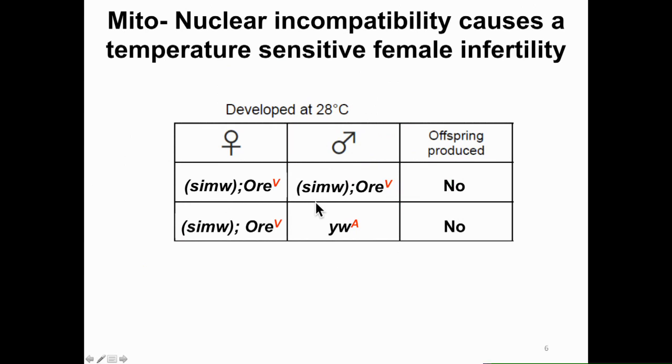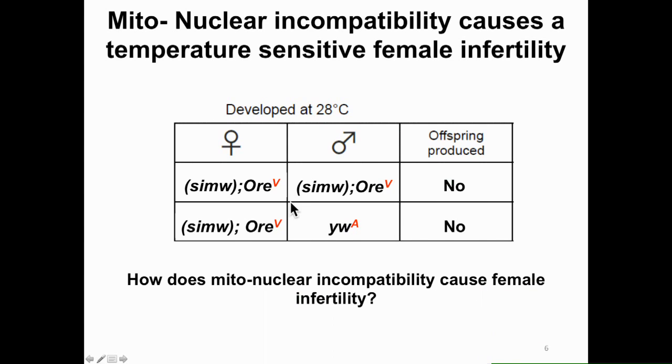So coming back to the infertility phenotype, essentially, we were not able to get any viable offspring from the stock that was raised at a higher temperature, which is the non-permissive temperature of 28 degrees. Then, in order to eliminate the male effect, we crossed these females with wild-type yellow-white males. Still, we were not able to get any viable offspring.